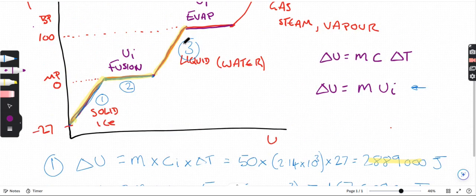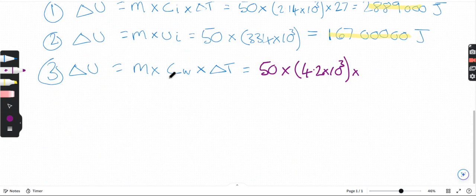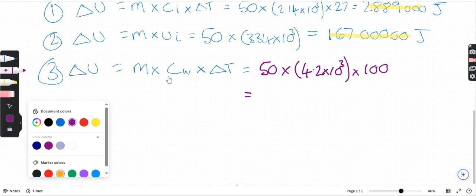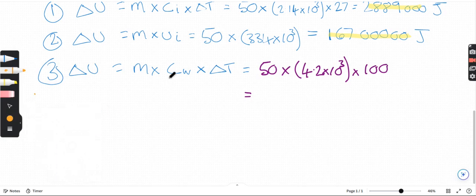The difference in temperature is 100. Put that in your calculator and you will get a number. It's going to be something like 21,123,456 joules. Okay, so that's stage 3.